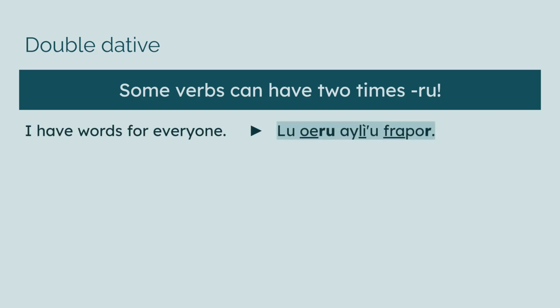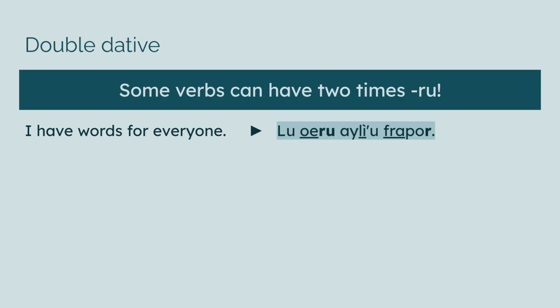First of all, lu, because lu is ru's best friend. I have words for everyone. This is a sentence that you probably know from the movie. Jake says that before his big speech. Lueru aleu frapor. Literally, to me, there are words to everybody. Now the question, of course, is how would I say everybody or everyone has words for me? Because free word order, how do we know what happens here?